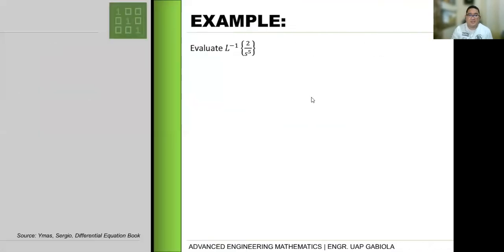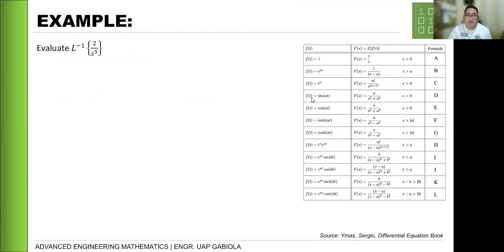All right? So let's have the first one. I have here in reference the table that we used in the previous lecture, so that we can easily identify which of these transformations are useful for our problem. We have here: evaluate the inverse Laplace transform of 2 over s raised to 5.